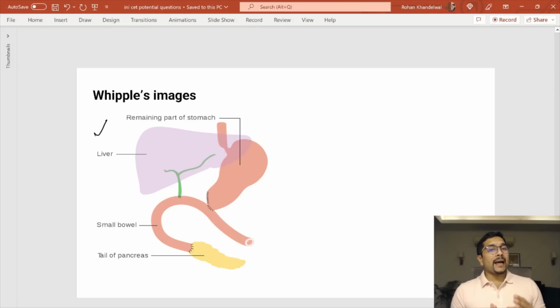Also, a pylorus preserving Whipple's can be done, in which we save the pylorus, and if we save the pylorus, dumping can be prevented.